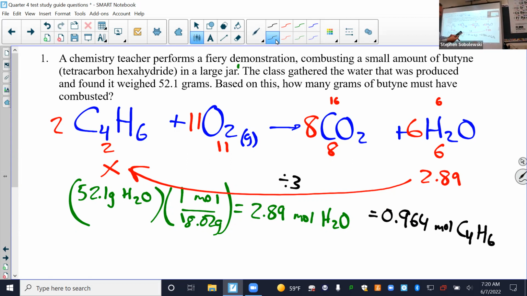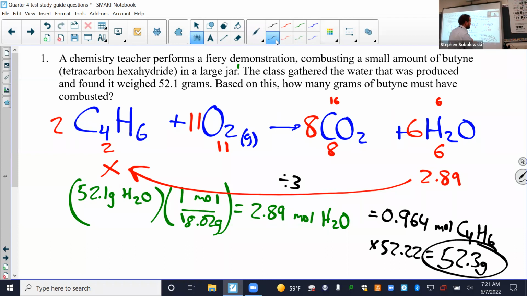All right, let's get the molar mass of that. So 12.01 times 4 plus 1.01 times 6. I'm seeing 52.22. Give me a final answer of 52.3 grams.